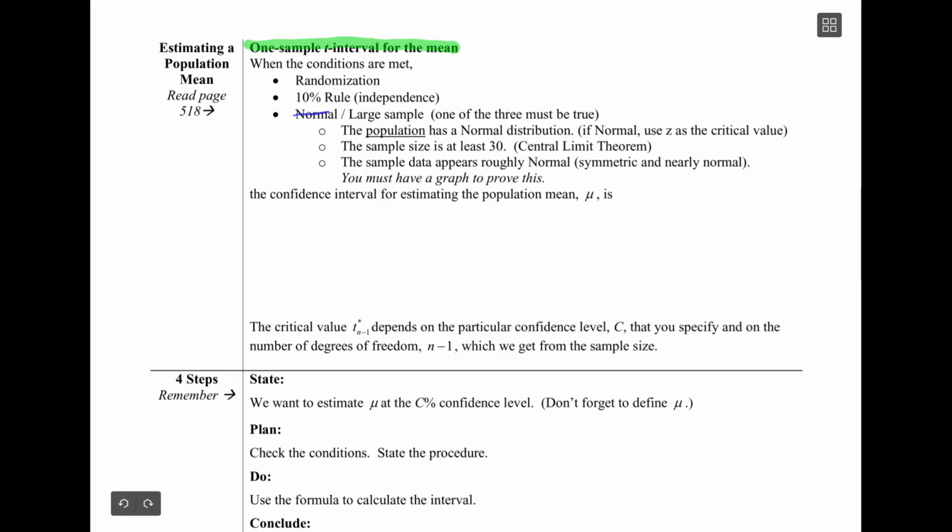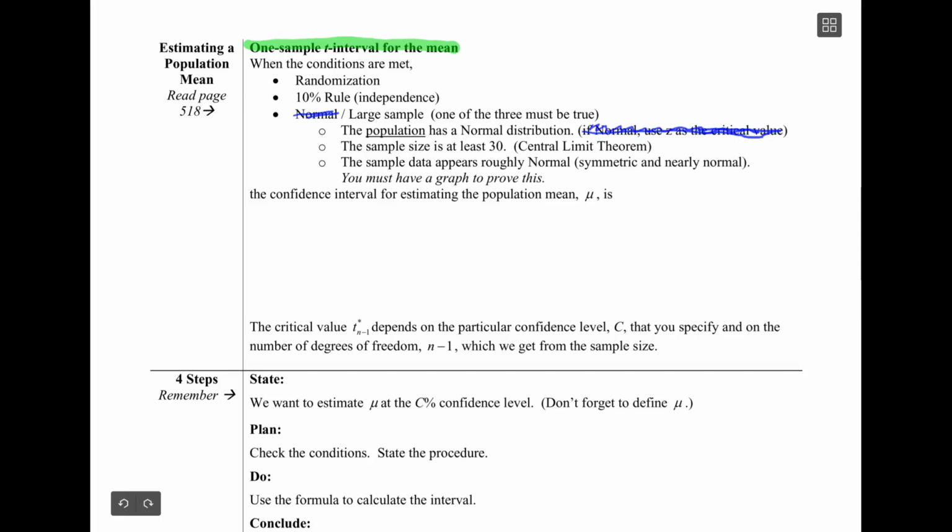I need to fix these notes because I really shouldn't talk about normal anymore because they're really not normal. It says if the population has a normal distribution, this is actually inaccurate. It says use Z as the critical value. You can actually still want to use that T distribution even if your population is normal. We saw that in the simulation that I did earlier. I apologize. I really thought I had taken that off your notes.